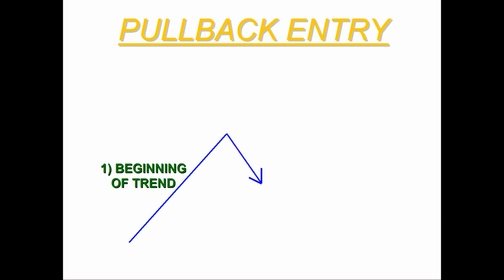All right, we want to be talking about pullback. So let me go over the process of how a pullback entry unfolds, how it takes place. It goes through 3 stages. The first stage is the beginning of a trend. So you want to find out with some method or some technique that a trend is actually in place. Once you know that a trend is in place, rather than just simply buying at the market, what we do is we wait for the counter trend, right?